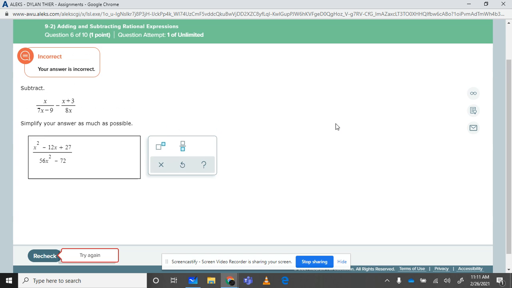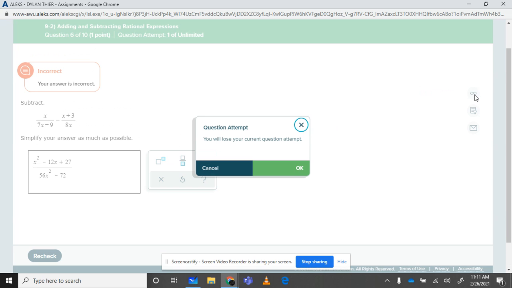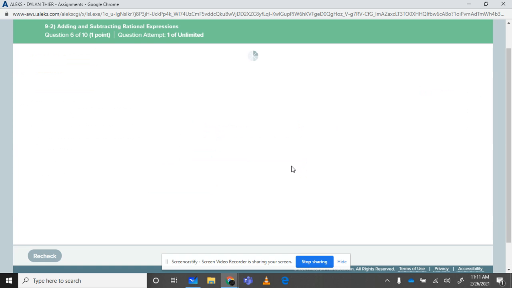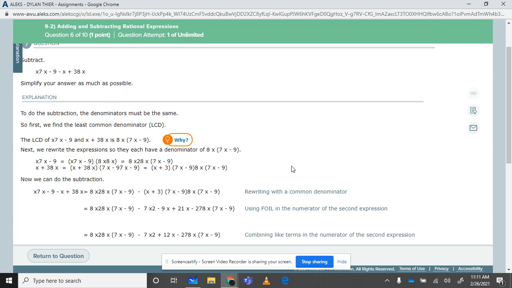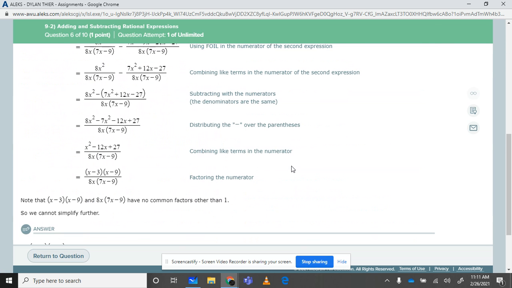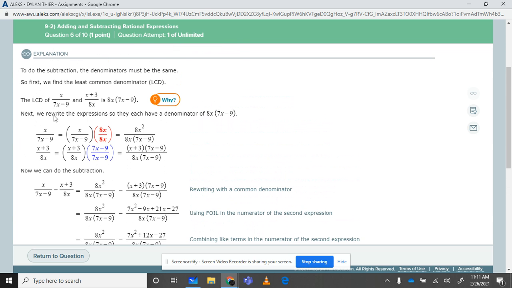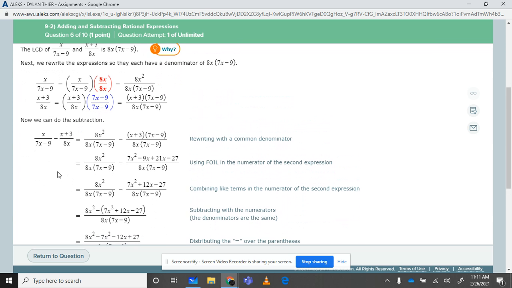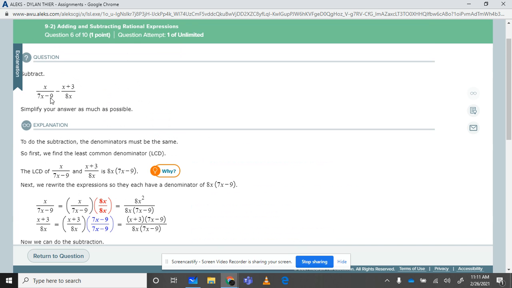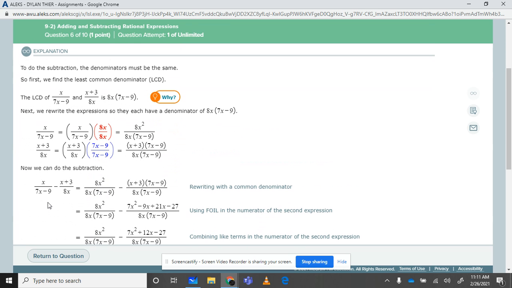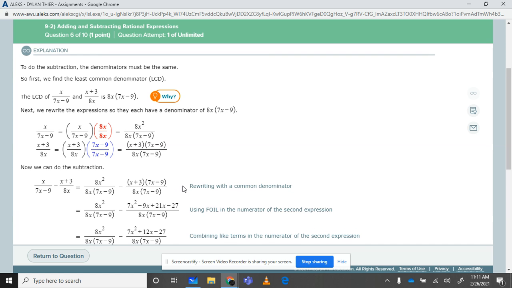Well, so that we don't waste too much time here, there's something in there that's going wrong. Let's just take a look at the explanation and see how that one went through. Don't want to spend too much time on any of these. Okay, so let's see how they do this one. They take our original amount and multiply the left side by 8x over 8x. They multiply the right side by 7x minus 9 over 7x minus 9.